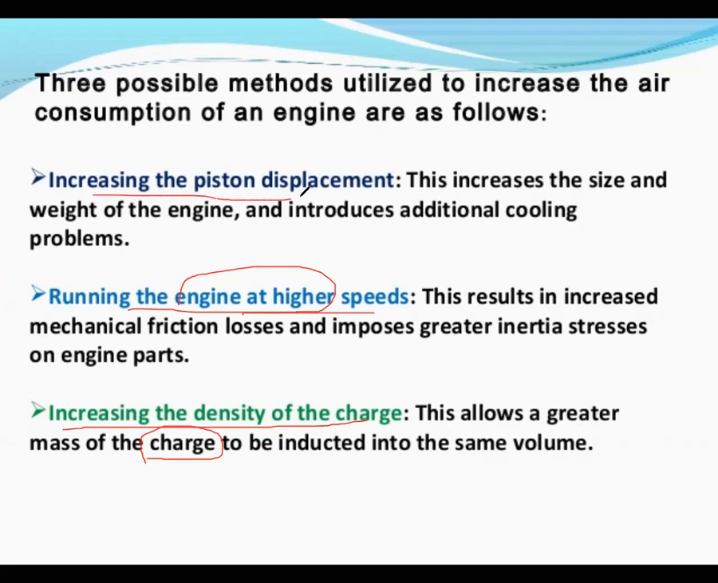So one is increasing the displacement, by increasing the TDC-BDC distance. The second method is that the engine should be run at high speed. The third method is that the density of atmospheric air has to increase at the suction stroke, so that the power from the combustion chamber can increase. This is one way of possibility.